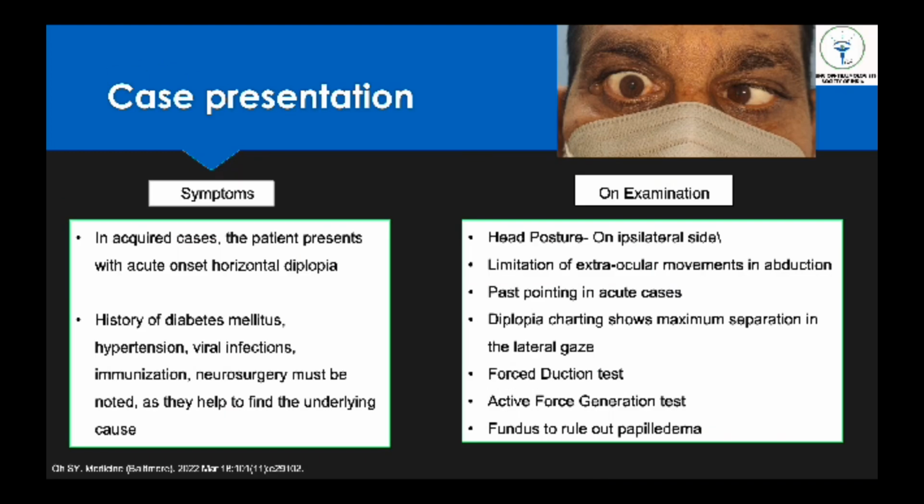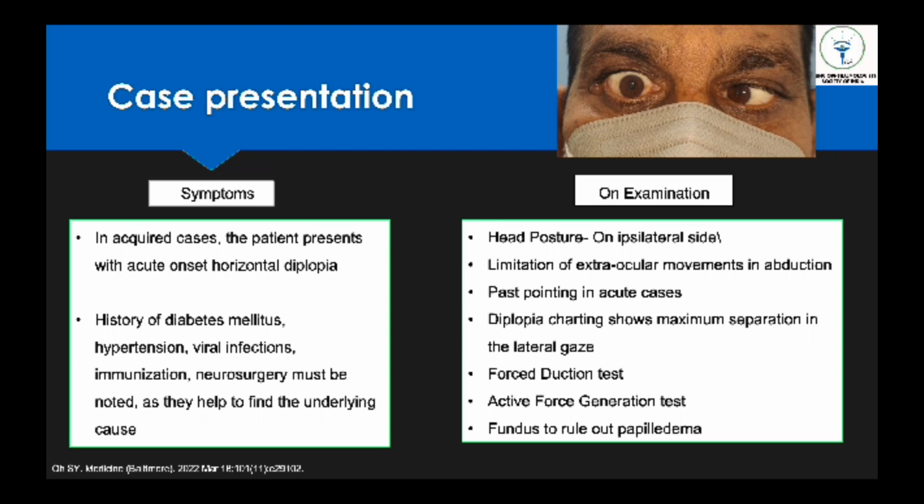Patient usually presents with acute onset horizontal diplopia. A history of underlying systemic condition, recent immunization, viral infections, and neurosurgery must be noted as they help to find the underlying cause. On examination, the head posture is usually towards the ipsilateral side so as to prevent diplopia. The limitation of extraocular movements is seen on abduction. In acute cases, one can note past pointing, and diplopia charting shows maximum separation in the lateral gaze.